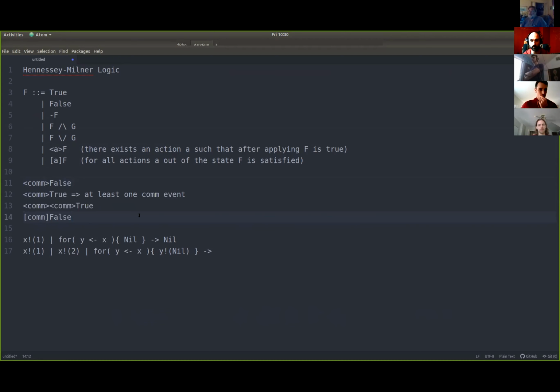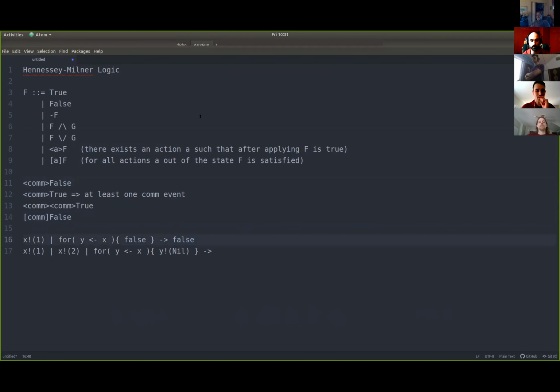So on line 16, we couldn't have the result of false. Line 16 doesn't satisfy this one, right? Because there was a COM event, and the resulting state was nil, which doesn't satisfy the false formula. Well, if instead of nil it resulted in false. Oh, you want the Boolean false here? No, I want to reduce to false. Okay, instead of nil, false.